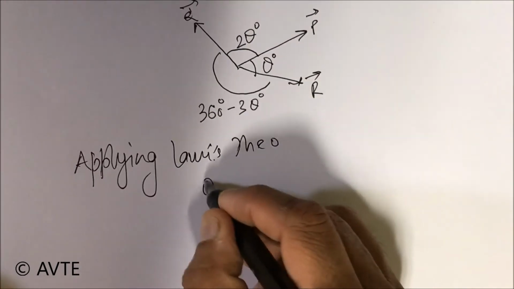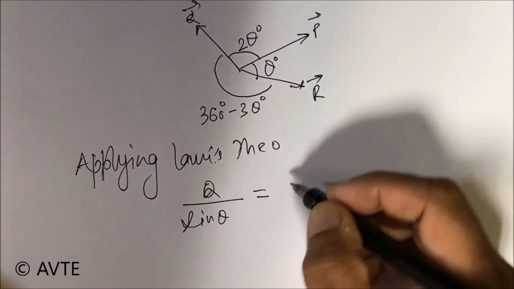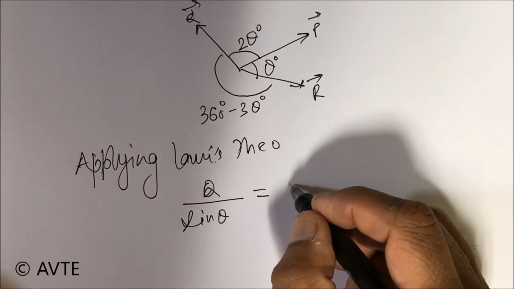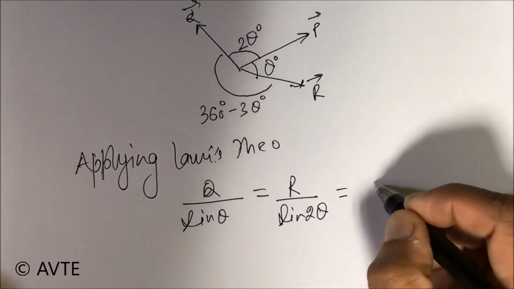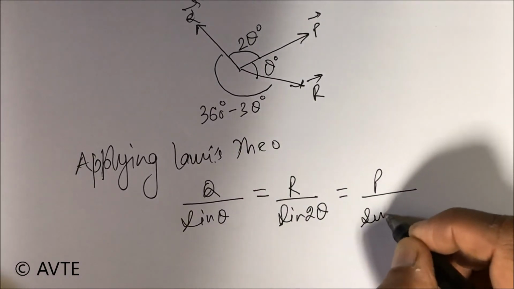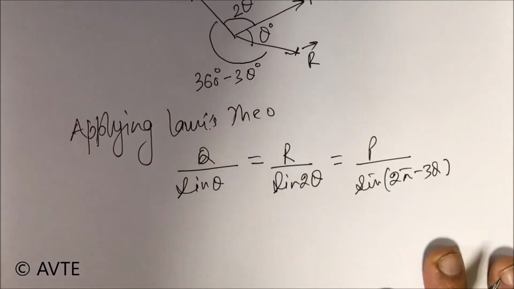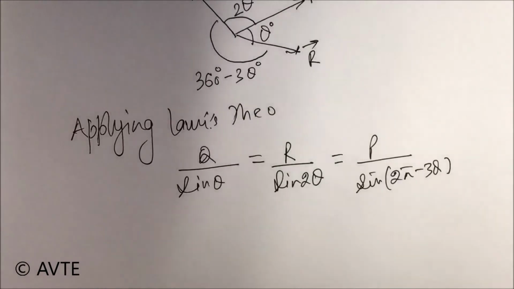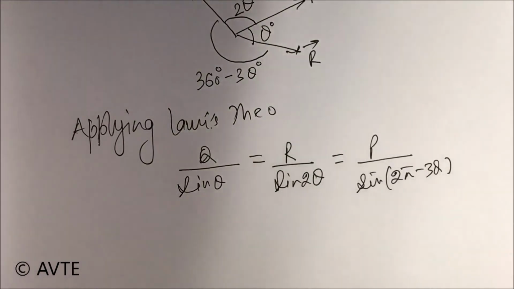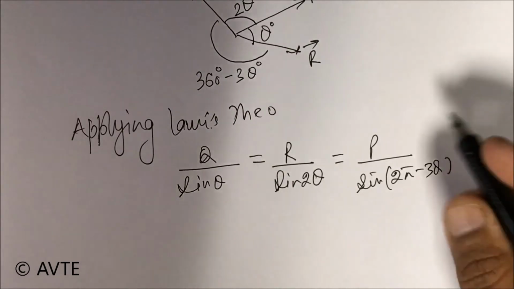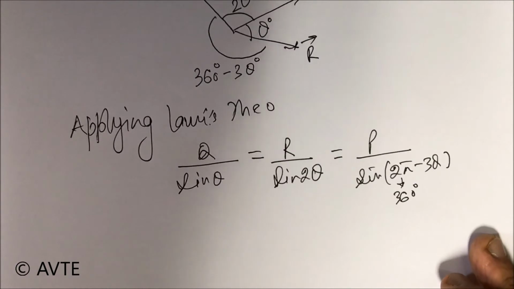So Q upon sine theta equals R upon sine 2 theta equals P upon sine of 2 pi minus 3 theta. If I take radians, then these angles will be in radians, or we can take this in degrees too, and that is not a problem. So if we have taken everything in degrees, please consider this as 360 degrees.